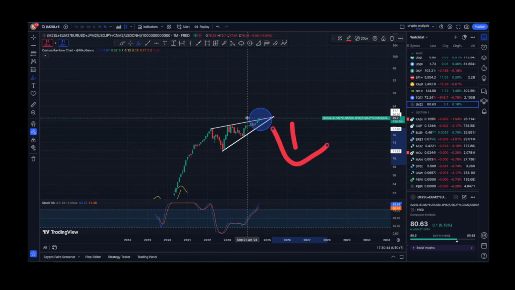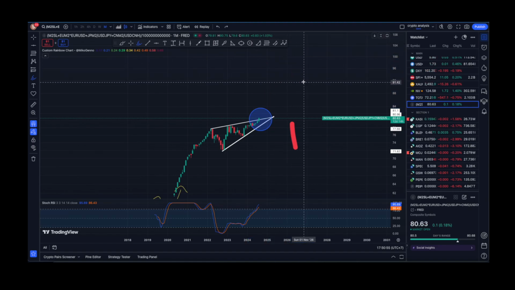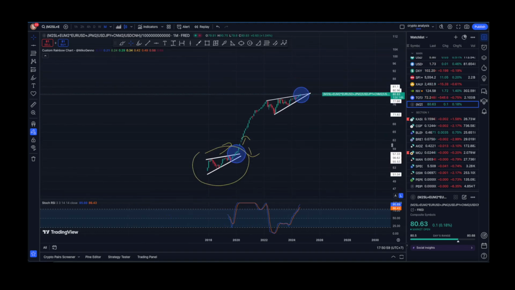So I do believe that lizard people had to do a shakeout, right, to shake out the last portion of paper hands out of the markets, because that global liquidity is going to break towards the upside sooner rather than later, right? So guys, I'm going to leave that formula in the description of this video. Do yourself a favor and follow that chart as well.